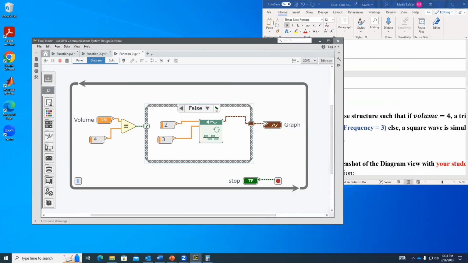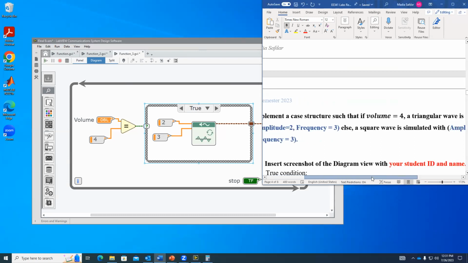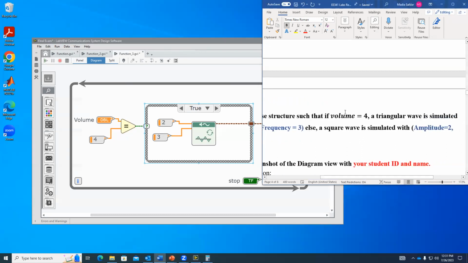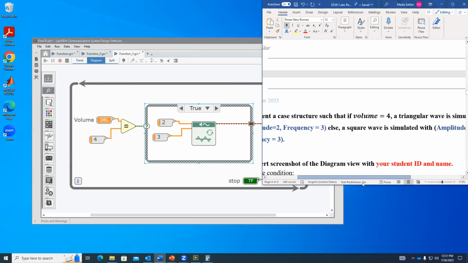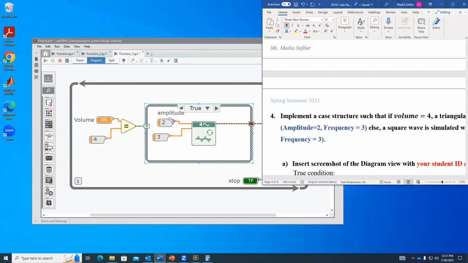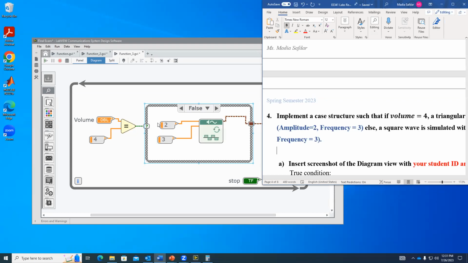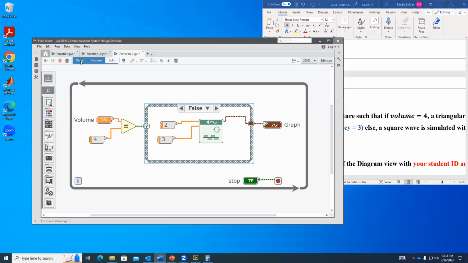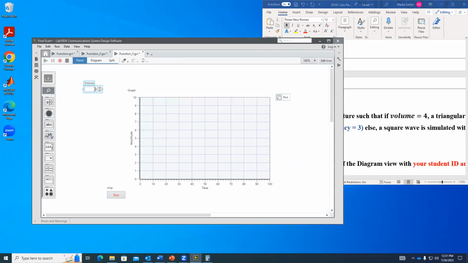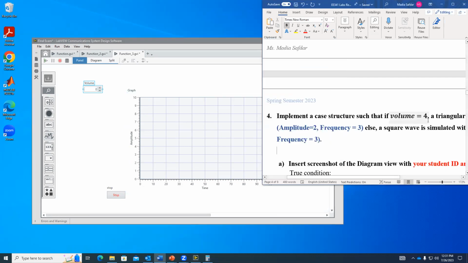Now look, for the true, there is one condition. So you can check it with your statement. If volume equals 4, a triangle should be simulated with amplitude 2 and frequency 3. And for the false, a square wave is simulated with amplitude 2 and frequency 3. Now this is fine. I go here. So what is the true condition? Volume equals 4. This is true.